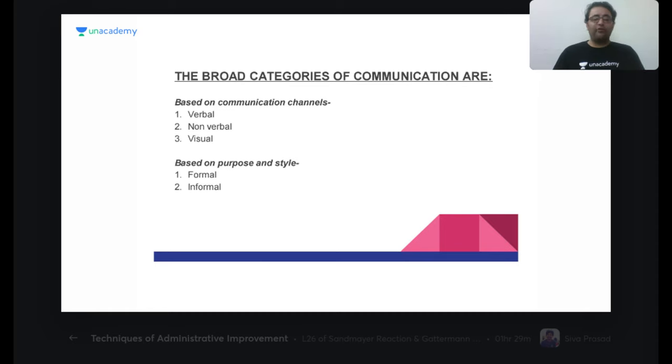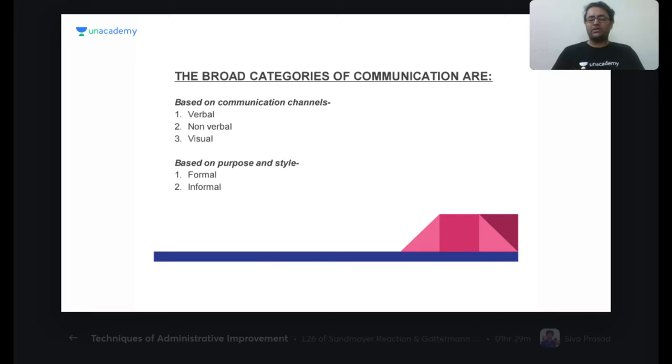Based on the purpose and style, we have formal and informal. Can anyone tell me what communication we are having right now? Which bracket does it fall under, formal or informal? It is a formal mode of communication, right? I am trying to teach you something, I am trying to explain something to you and you are receiving it, absorbing it. So it is a formal kind of communication that is happening right now.